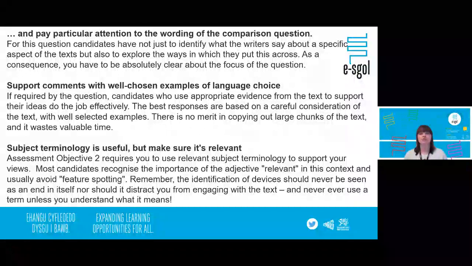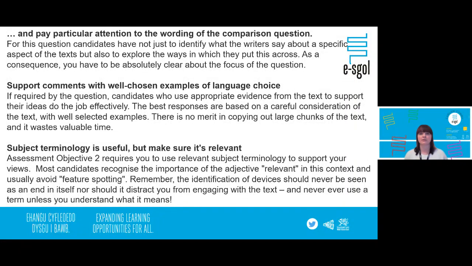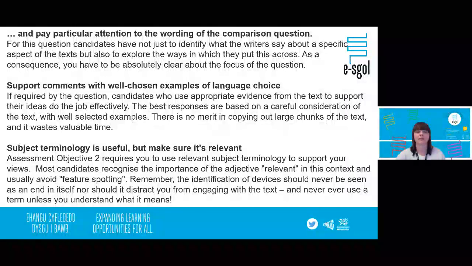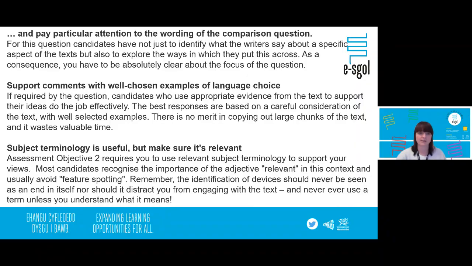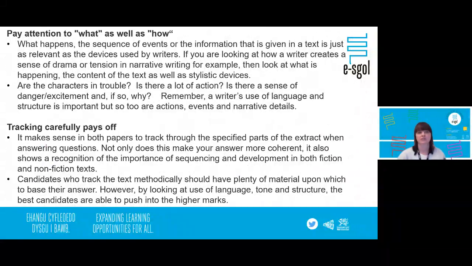Make sure that you support your comments with well-chosen vocabulary choices. You need to make sure that you're using appropriate evidence from the text, if that's required by the question. Like I said earlier about copying out large chunks of the text, it just wastes your time and you're not gaining anything from it. When it comes to subject terminology, okay, we want to know that you are able to identify devices, but it should never take you away or distract you from engaging with the text, okay? Don't use a term if you don't know what purpose it has, okay? It's pointless with the whole feature spotting.